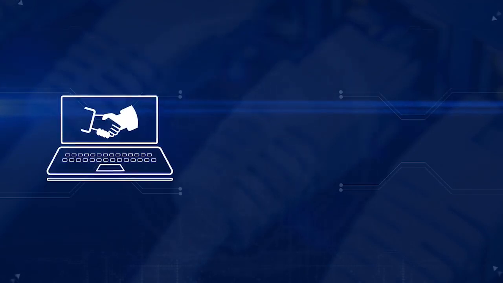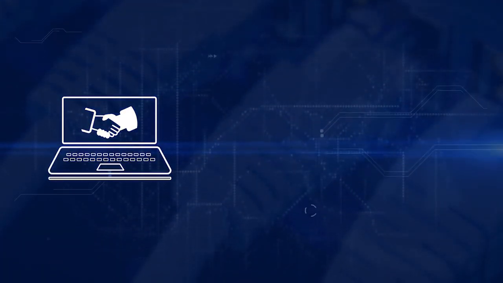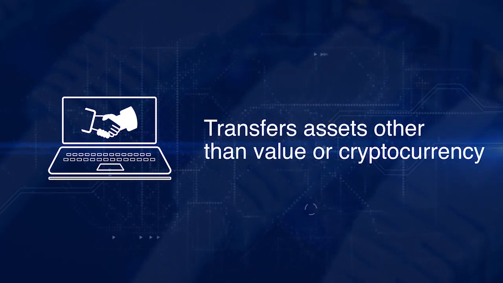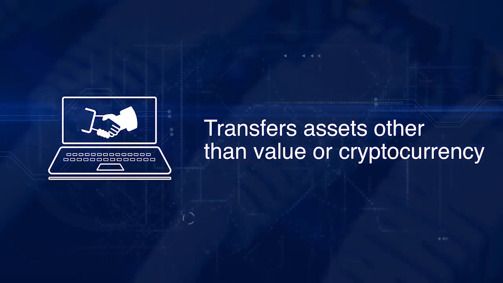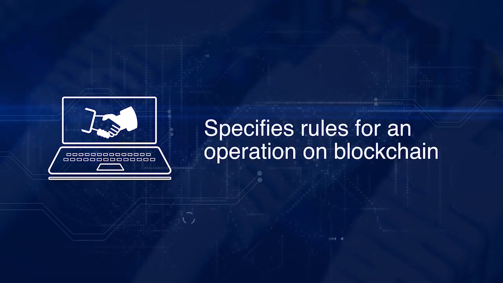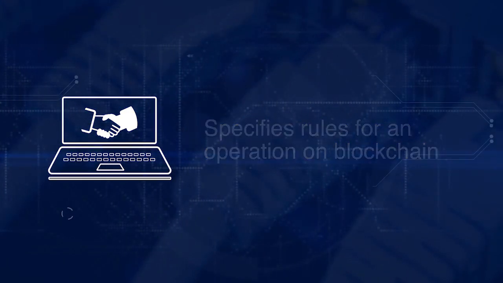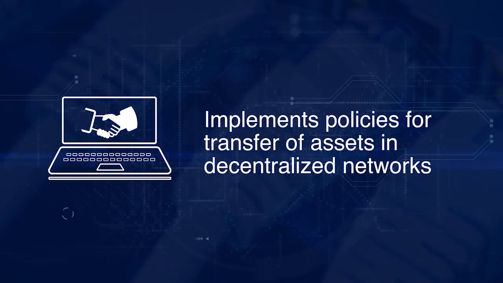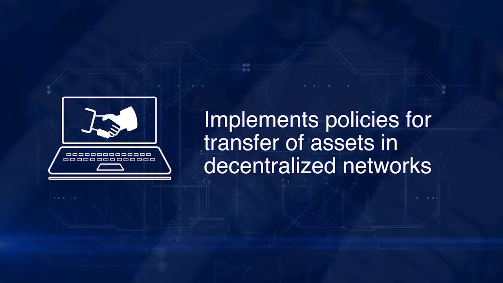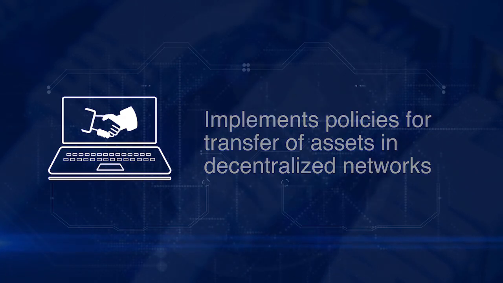Smart contract addresses this need for application-specific validation for blockchain applications. Smart contract has some advantages, including a smart contract facilitates transaction for transfer of assets other than value or cryptocurrency. A smart contract allows specification of rules for an operation on the blockchain. It facilitates implementation of policies for transfer of assets in a decentralized network. It also adds programmability and intelligence to the blockchain.